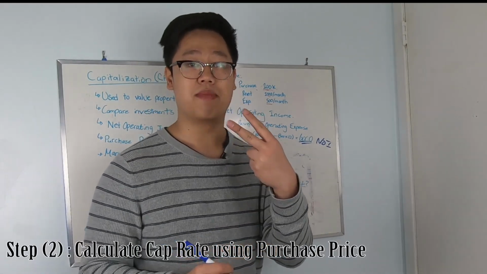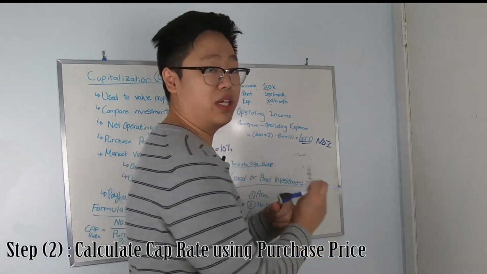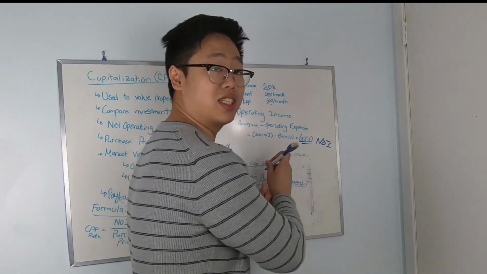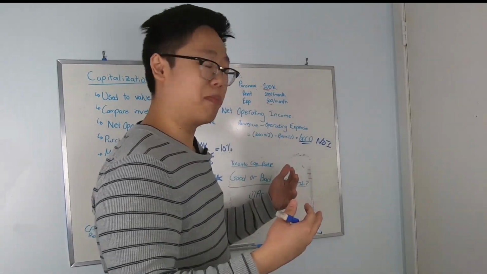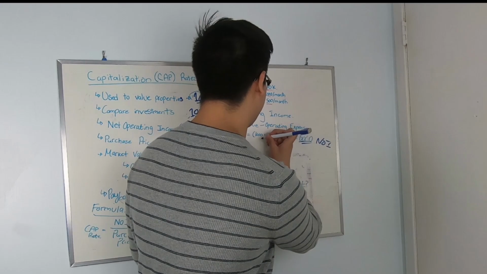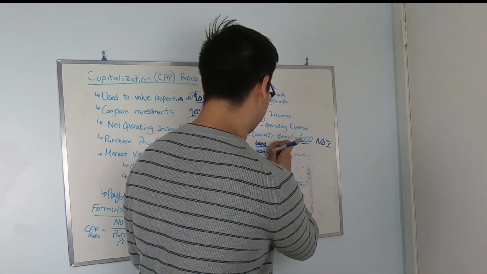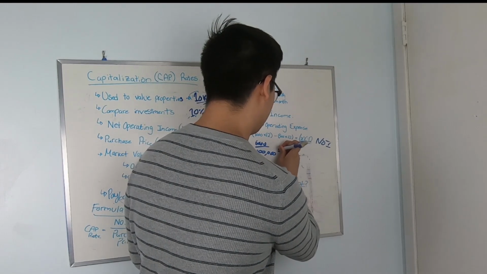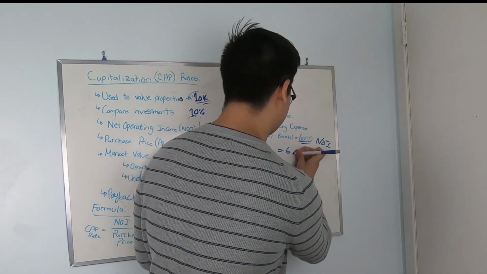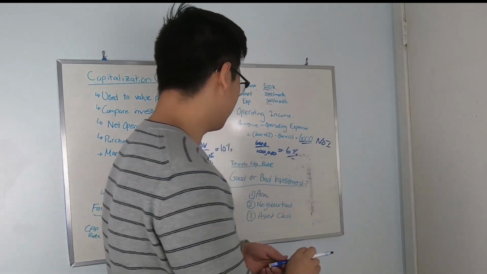So the second step is to calculate the cap rate using method 1. So we bought this property. What cap rate did we buy this property at, right? We bought this property at 6,000 divided by 100K. So we bought this property at a 6% cap rate, right?